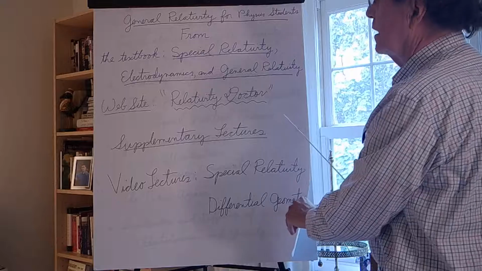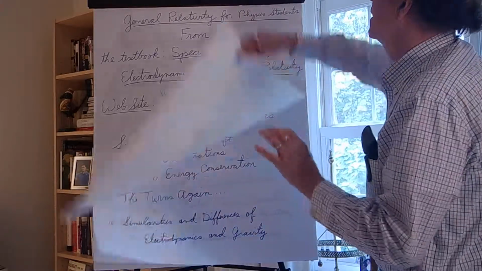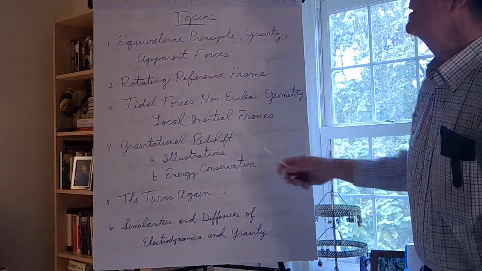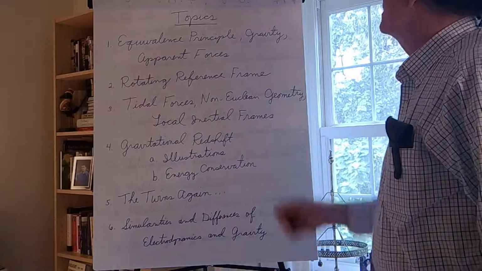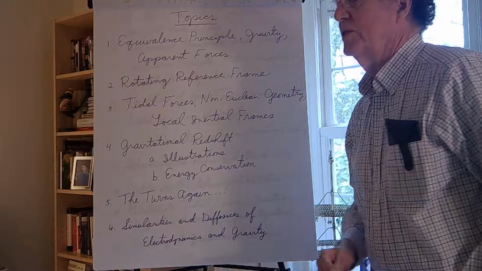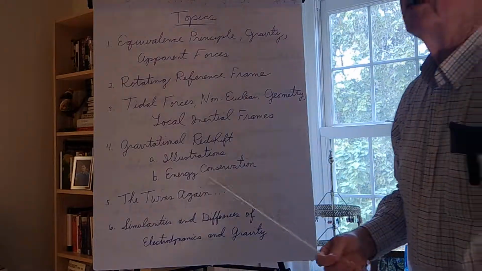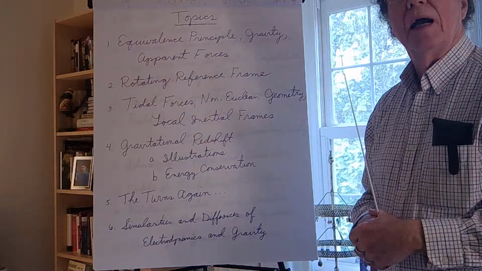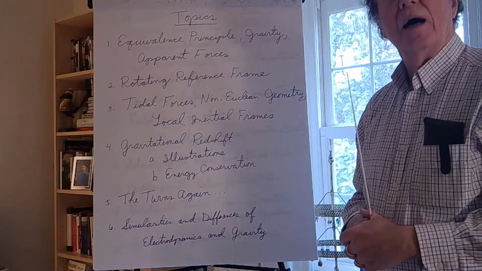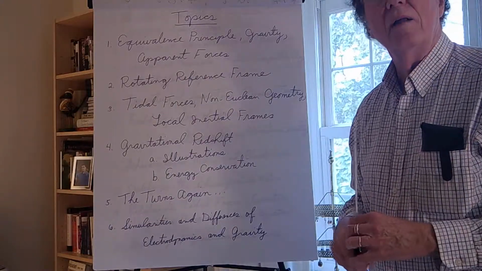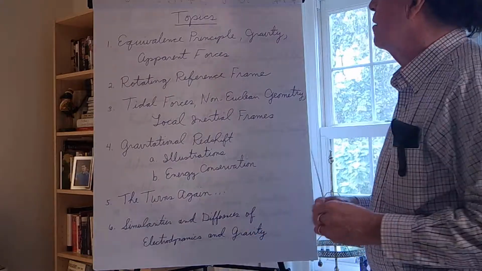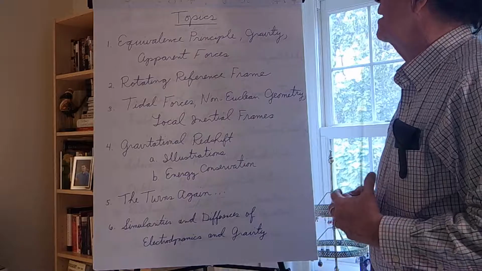So let's take a look at the topics that we'll be covering. Okay, we'll start at the beginning, and we'll look at the equivalence principle, gravity, and apparent forces. We want to understand that gravity curves space-time, and that test particles in general relativity follow paths of the straightest kind, geodesics. And so we want to understand those ideas.